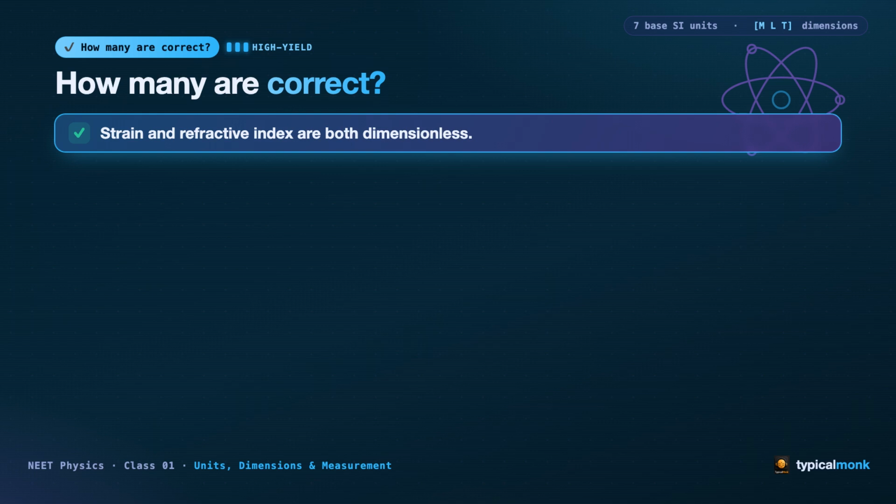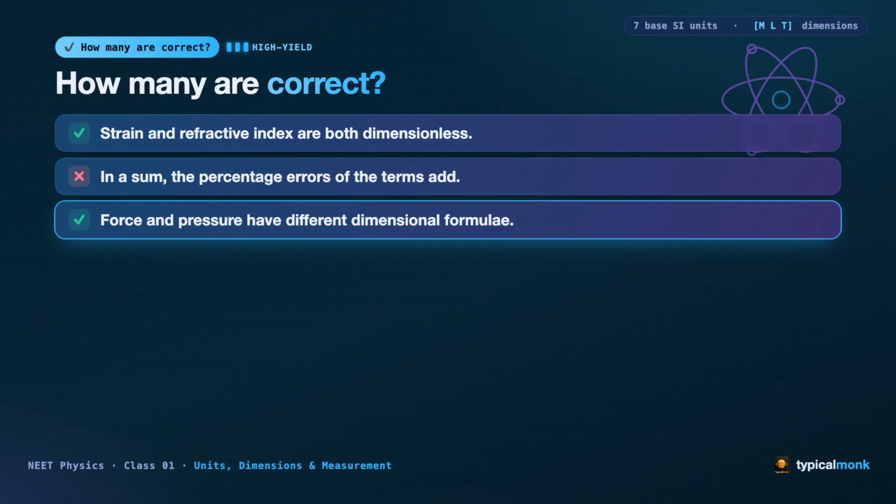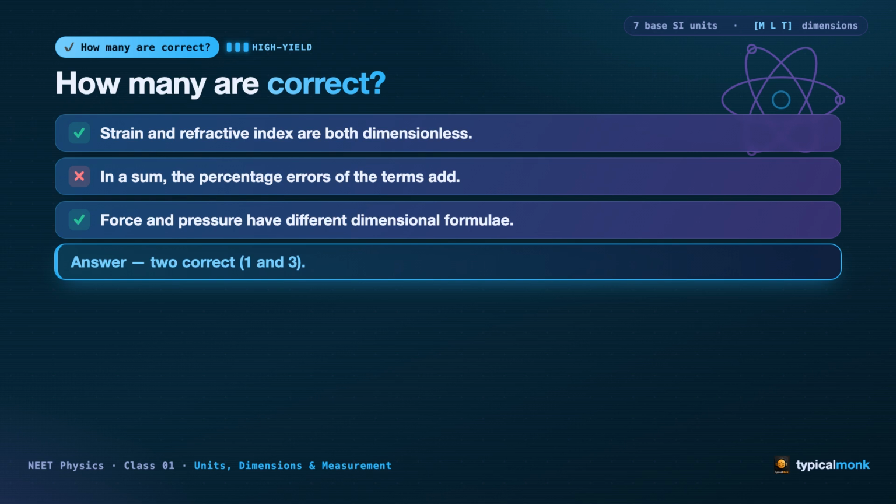Here's a favorite new NEET format. I will read some statements. You silently count how many are correct. Statement 1. Strain and refractive index are both dimensionless. Hold your verdict. Statement 2. In a sum, the percentage errors of the terms add. Think carefully before you answer. Statement 3. Force and pressure have different dimensional formulae. So, how many are correct?